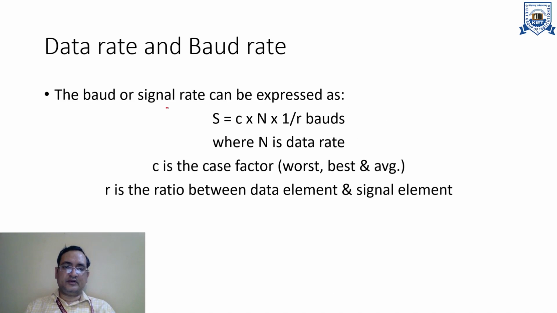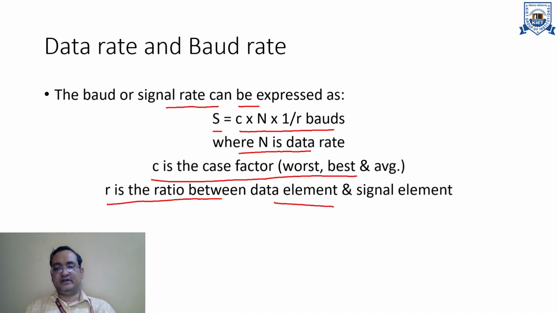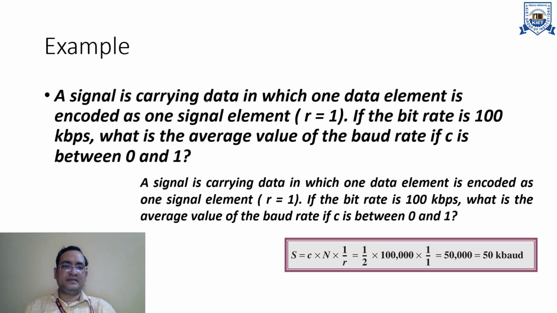The baud rate or signal rate can be expressed as S equal to C into N into 1 by R bauds, where N is the data rate, and C is the case factor, worst, best or average, according to the required line coding scheme. R is the ratio between the data element and the signal element. Now let us consider an example in which a signal is carrying data in which one data element is encoded as one signal element.